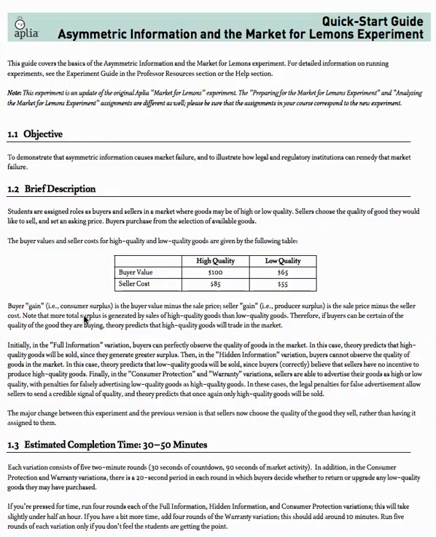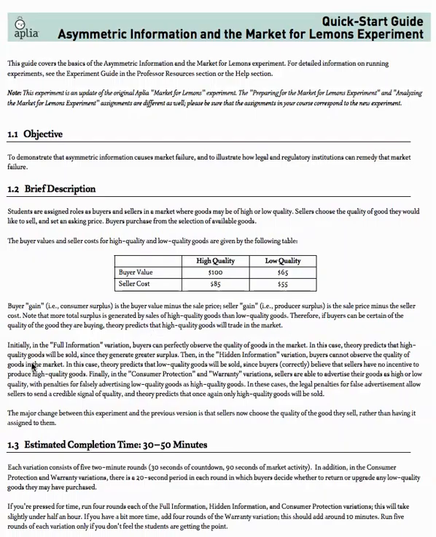Now buyers are going to gain the same way they did last time. That is, they gain consumer surplus. It's the buyer value minus the sale price. And the seller is going to gain the same thing that he did last time, producer surplus. It's the sale price minus the seller cost. But note that more total surplus is generated by sales of high quality goods than low quality goods. Therefore, if buyers can be certain of the quality of the good they're buying, the theory predicts that high quality goods will trade in the market.